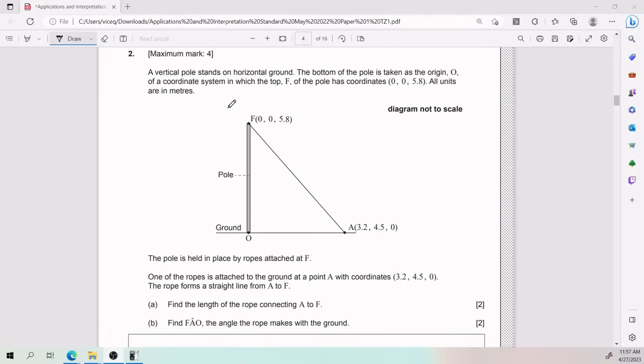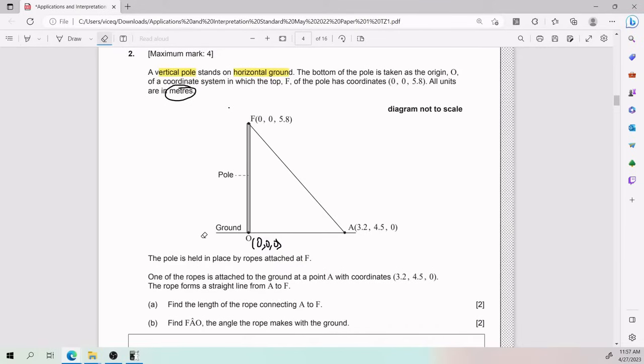Alright, so for the second one, we have that a vertical pole stands on horizontal ground. So that means that this is perfectly flat. Awesome, beautiful. The bottom of the pole is taken as the origin. Oh, okay, so this is 0, 0, 0. And the pole has the coordinates this, which is this. All units are in meters. So meters is going to help for how I leave my answer. We can't forget that. Those are the units in this case.